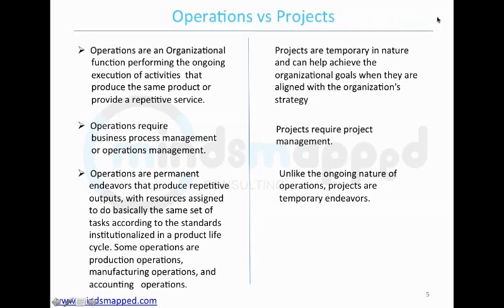All right. As mentioned, unlike operations which are endless, projects are temporary endeavors, which we actually covered in the first slide. So a project has to have an end date. There's no project which doesn't have an end date. So all projects will have an end date for sure.